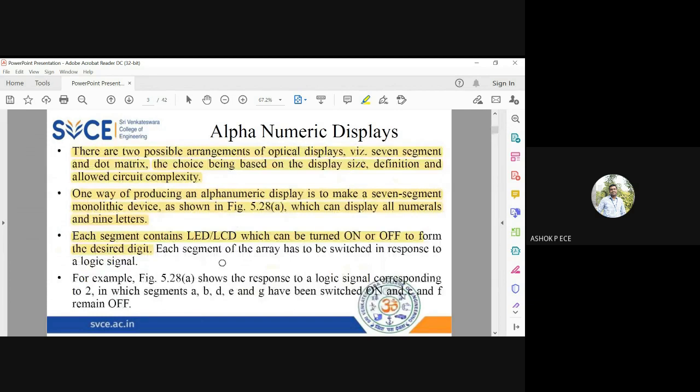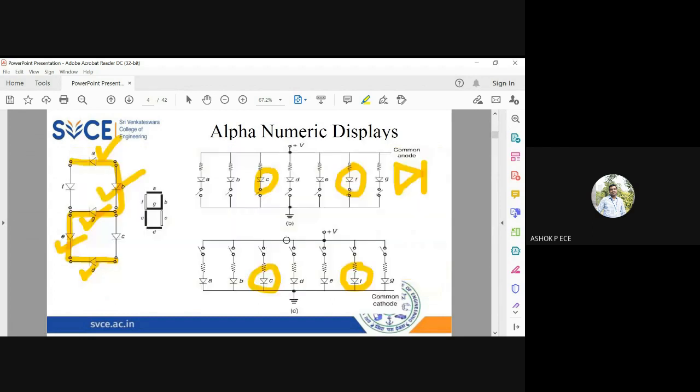Each segment has to be switched in response to the digital signal. You have to give the appropriate current to properly forward bias the LED so that it produces light. We have seen that for the numeral 2 to be displayed, the LEDs A, B, D, E, and G are switched on, and C and F are switched off. Accordingly, you can give the connections. C and F will be open, while the LEDs A, B, D, E, and G will be kept closed. Current will flow through the LED. You are producing forward bias, so definitely they will produce light. These LEDs are going to produce light.